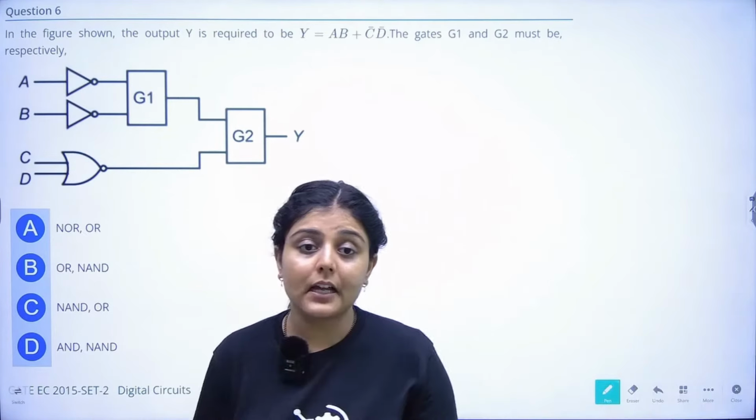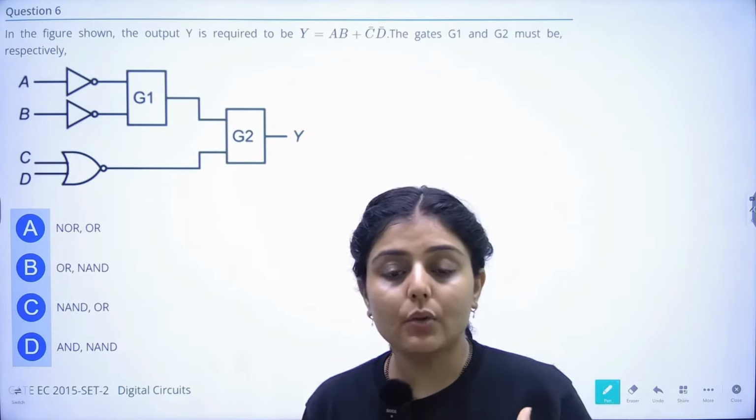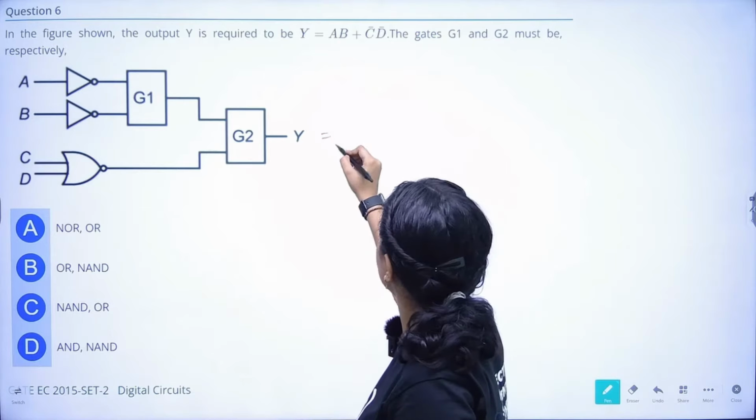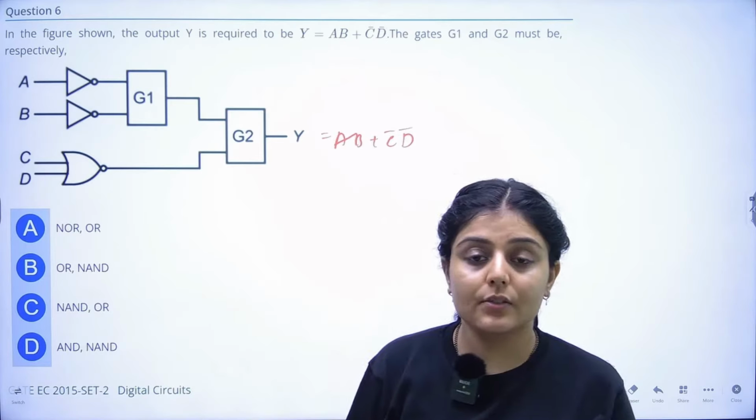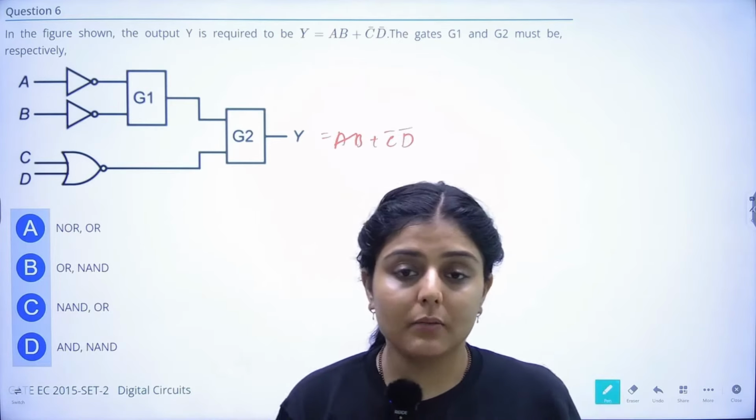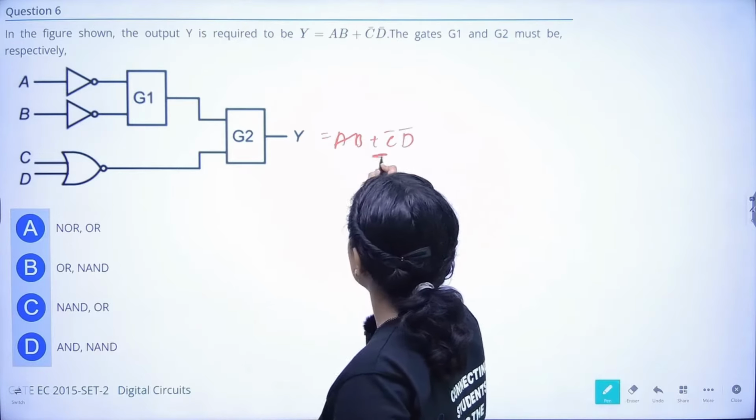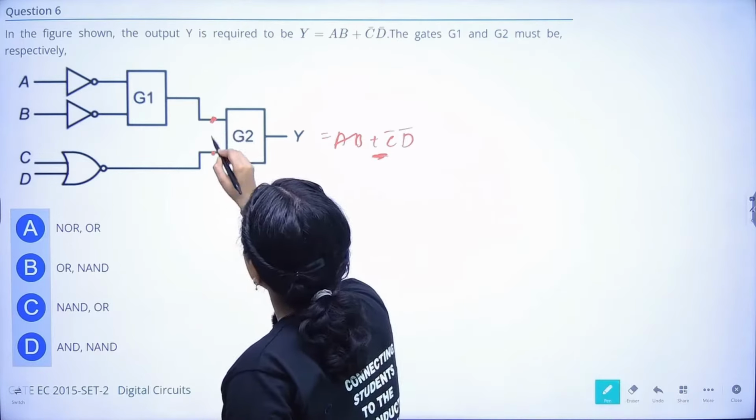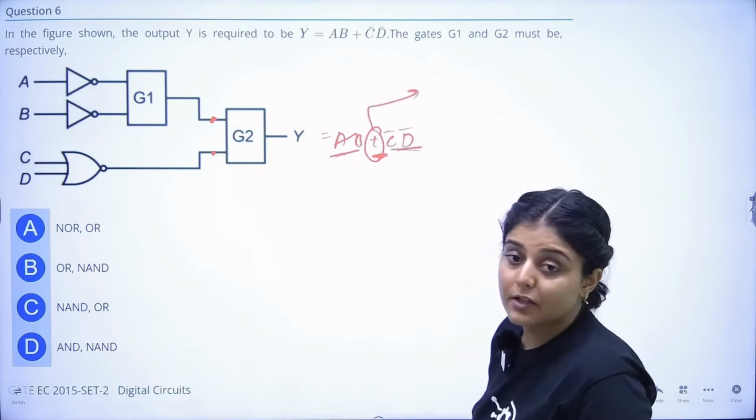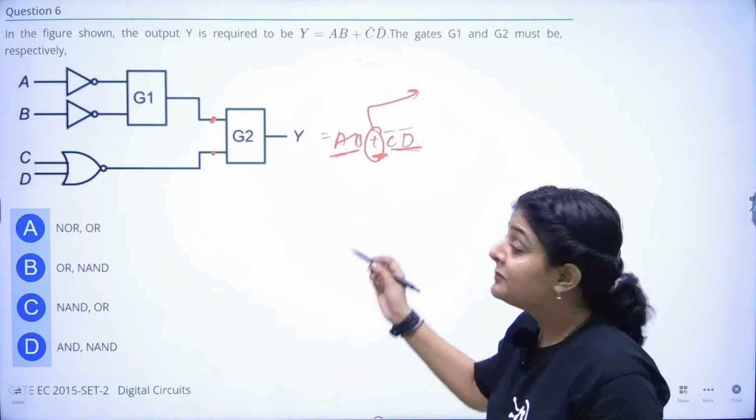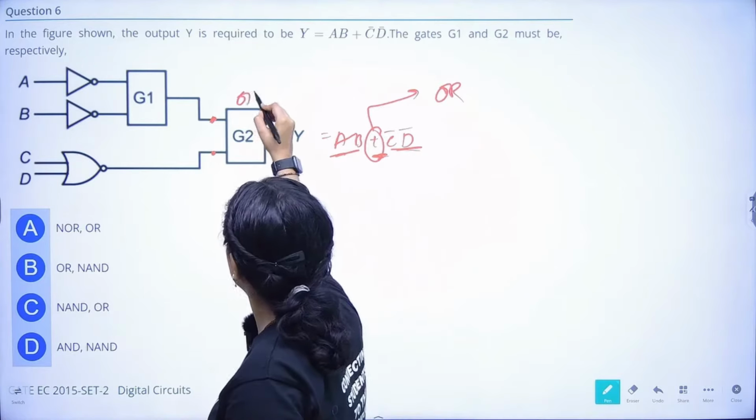Okay, so they are saying that a figure is shown and gate number 1 and gate number 2 are hidden in this, and they are giving you the final expression. The final expression is AB plus C bar D bar. They are asking you to find out which of the following are gate number 1 and gate number 2. So just tell me, what kind of operation is the final operation? These two are input terminals, one input and another input, and the operation happening is OR. This is addition, so some OR operation is happening here, right?